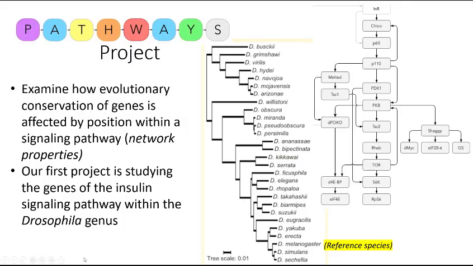The project that we will be involved in this semester is called the Pathways Project, and we will be using this genus of Drosophila to address this question. We will be looking at the conservation of genes within a particular signaling pathway called the insulin signaling pathway, and we will be investigating how the evolutionary conservation of these genes is affected by the position of each protein in a network of proteins that they interact with.